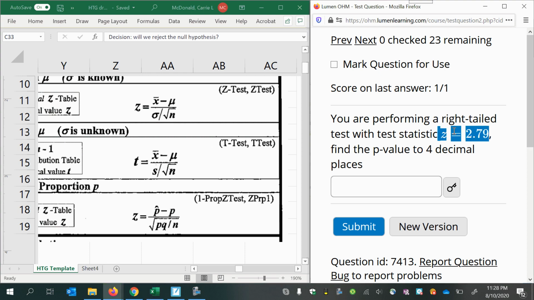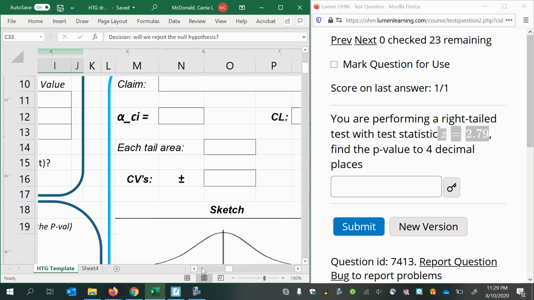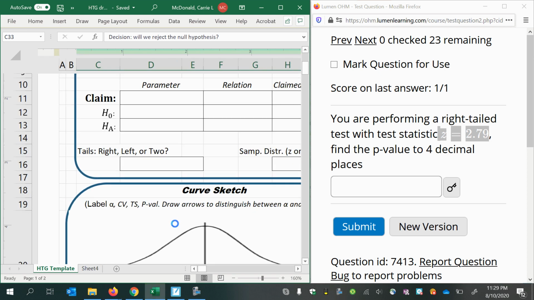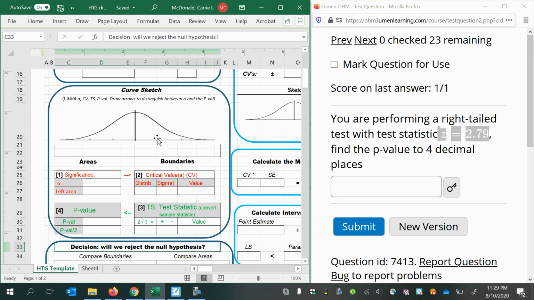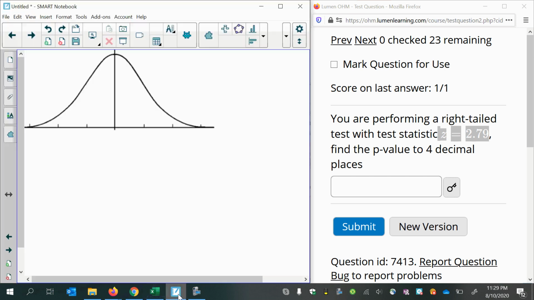This is the z-score version of our sample mean, and we want to see if it is extreme enough to warrant rejection of the null hypothesis. So we're going to put it onto our curve sketch and then find the probability of getting something that extreme or more extreme. And if that probability is very small, then we will reject the null hypothesis. So it's very important, this p-value. So let's do a little sketching first.